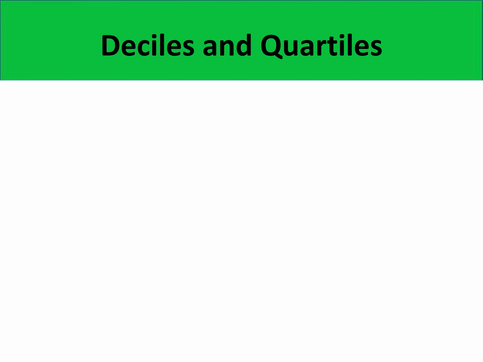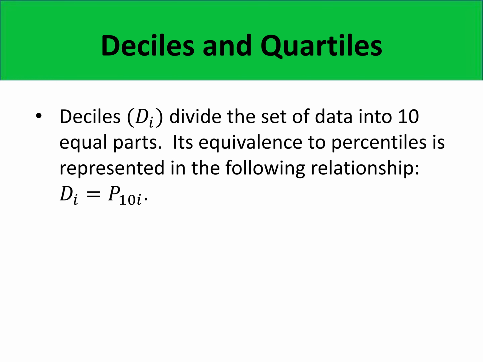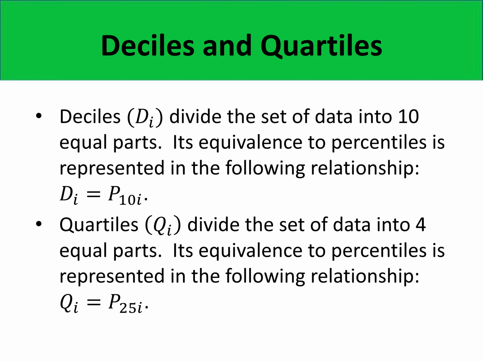The next measures of position are deciles and quartiles. Deciles divide the set of data into 10 equal parts, while quartiles divide the set of data into 4 equal parts. Now these two measures, the deciles and the quartiles, are actually equivalent with percentiles using the relationships that you see on your screens. For deciles, d sub i is equal to p sub 10 times i. This means that whenever we have the second decile, d sub 2, it's equivalent to the 20th percentile. For quartiles, if we have q sub 3, it means that it is equivalent to the 75th percentile.